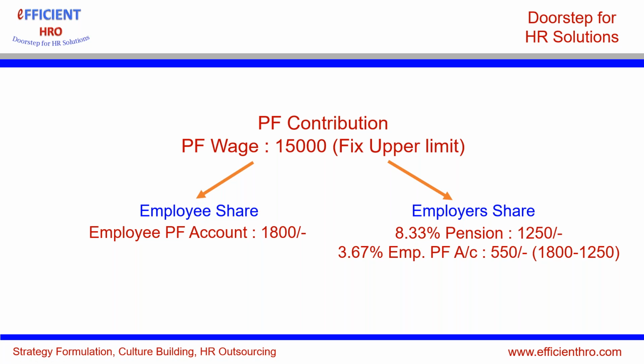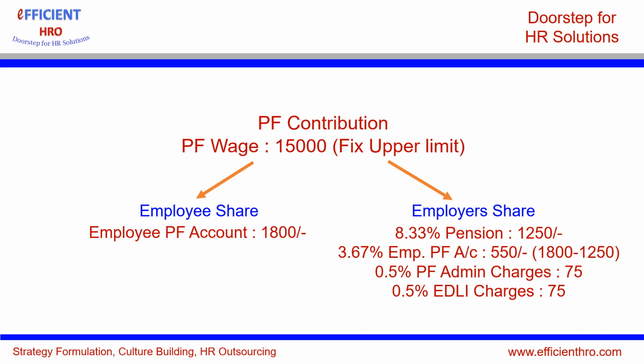That will go to the employee provident fund account, the employee's PF account, popularly known as the EPF account. 0.5% PF admin charges comes to 75. And another 0.5% will be EDLI charges, again 75 rupees. Okay.